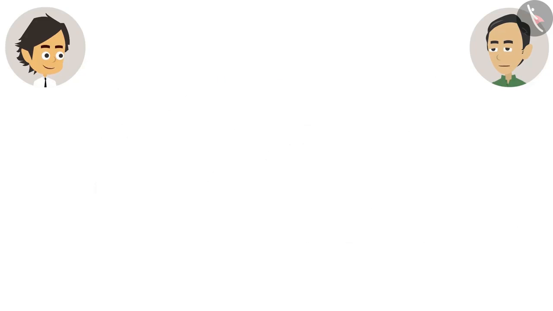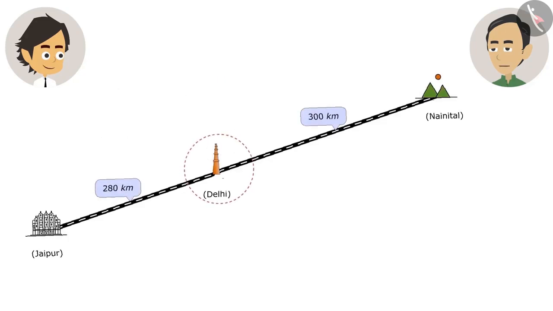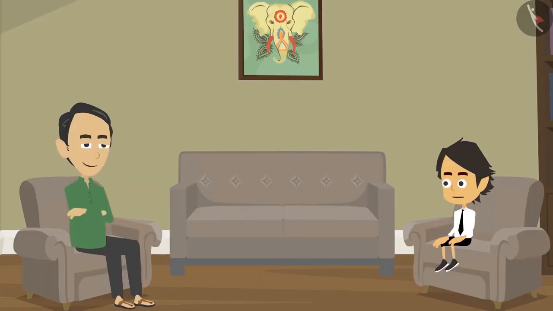Yes, but why add? Look, we are here. And if we go 300 kilometers towards right, we will come to Nainital. And if you go 280 kilometers left from here, we will come to Jaipur. Now tell me, how far is Jaipur from Nainital? The distance between the two is 580 kilometers. That's why we cannot go to Jaipur this time. We'll go later. Okay, Dad.